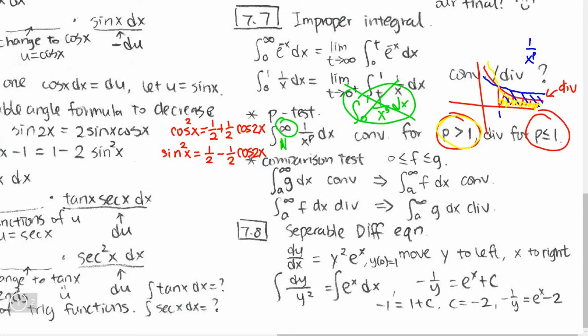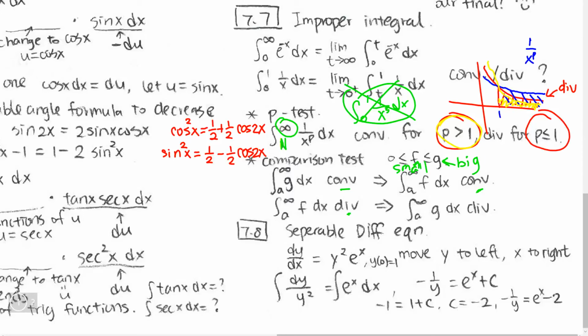And then we have the comparison test. Remember big guy and small guy? We know g is the big guy and f is the small guy. If the big guy converges, meaning the area is finite, then the small guy's area is also finite. If the small guy's area is infinite, then the big guy's area is also infinite. So just use your common sense or draw pictures, then you can figure that out.